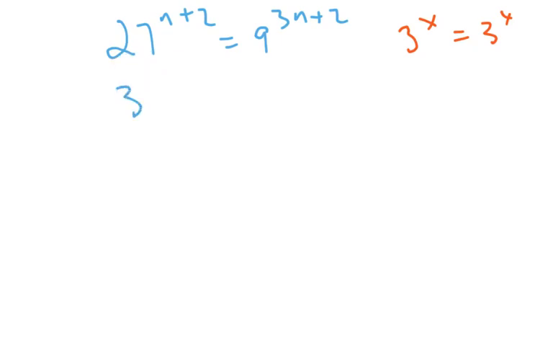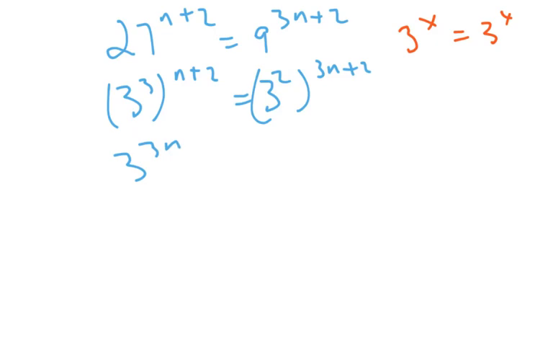So 27 is 3 to the power of 3, to the power of n plus 2. And that's equal to 9, which is 3 squared, to the power of 3n plus 2. Okay, when 3 to the power of 3 is raised to the power of n plus 2, I multiply the indices. So that's going to give me 3 to the power of 3n plus 6. And that's equal to 3 to the power of 6n plus 4.